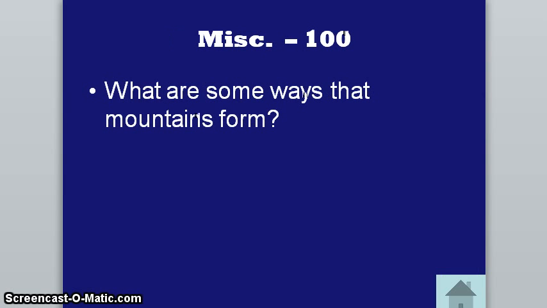What are some of the ways that mountains form? Mountains are going to form from collisions of tectonic plates.